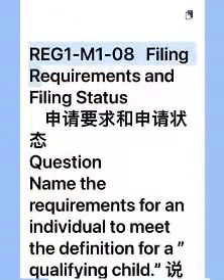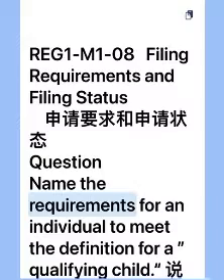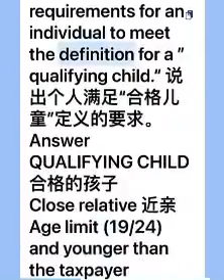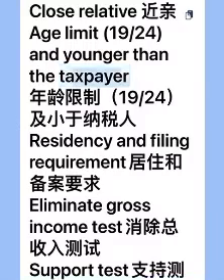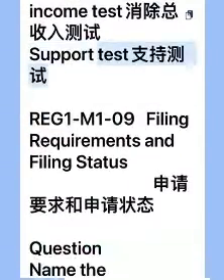Reg 1M1-08. Filing requirements and filing status. Question: Name the requirements for an individual to meet the definition for a qualifying child. Answer: Qualifying child. Close relative. Age limit, 19/24, and younger than the taxpayer. Residency and filing requirement.